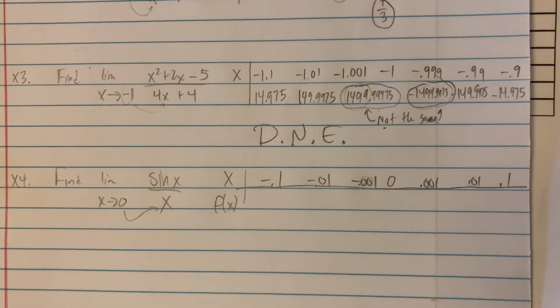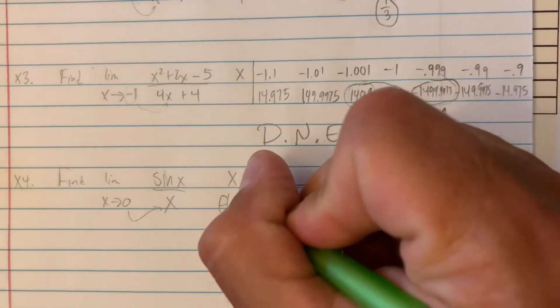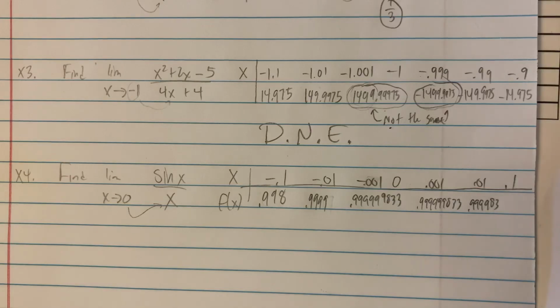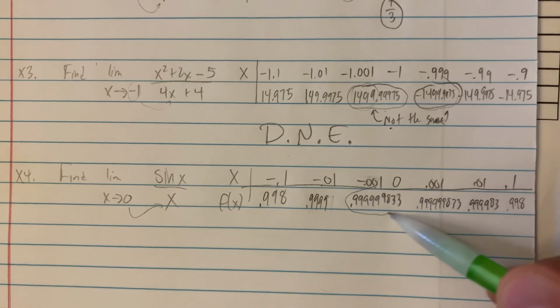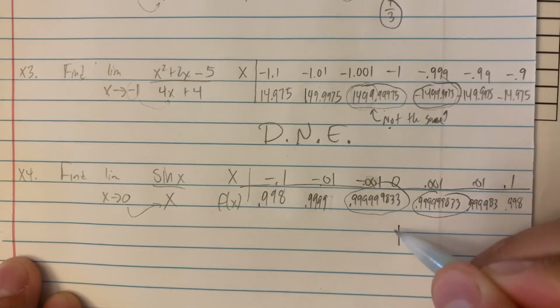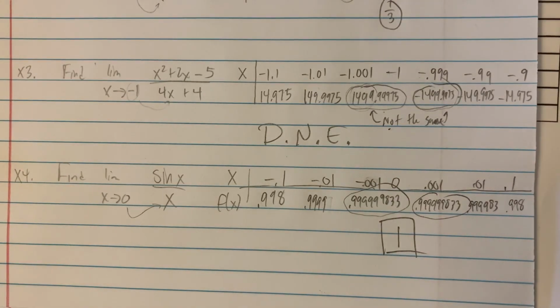Sine of -0.1 over -0.1 is 0.998. And this is 0.998. So if you notice, this is getting closer and closer to 1. This is getting closer and closer to 1. These numbers are the same, so my limit is 1.